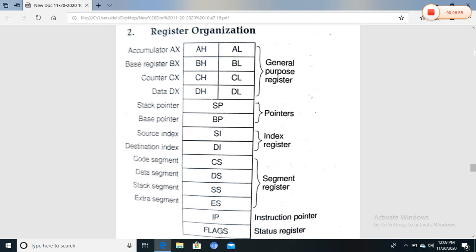Next is the index registers, SI and DI. The 8086 has two index registers, the source index and the destination index. Source index is SI, destination index is DI. These are particularly used for string instructions, string manipulation. SI generally stores the offset of source data in the data segment, and DI is used to store the offset of destination data.